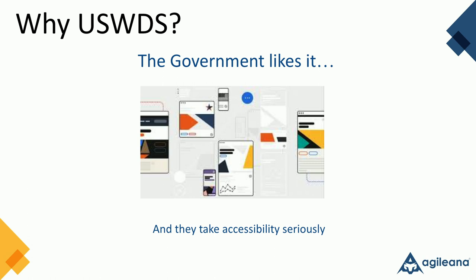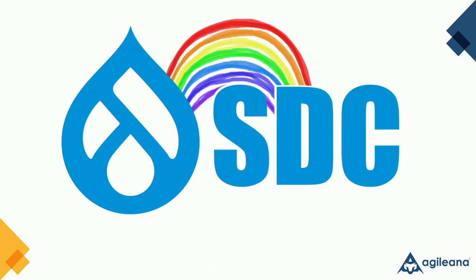Why USWDS? Well, it's required, right? But USWDS is nice. You have that unified design system that makes everything feel like it's government. And on a site like the U.S. Federal Court System or National Archives, that's very important to do. And as a bonus, USWDS takes accessibility very, very seriously. And that's something that we all do, and we all should endeavor to do.